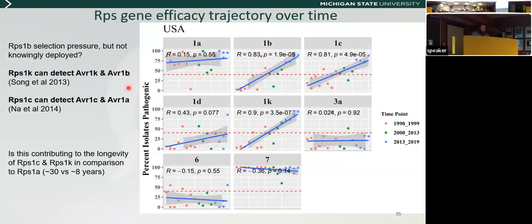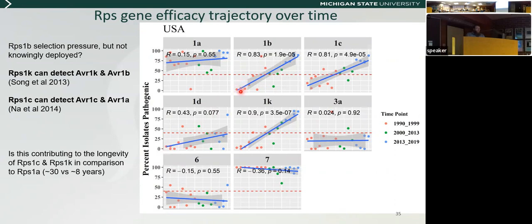So using the United States as an example, looking at RPS gene efficacy trajectory over time. What we're seeing here on the x-axis, I do know that there's no label, but it's an arbitrary time, starting at 1990 on the far left, working our way up to 2019 on the far right. All the individual dots are pathotype surveys conducted during that time, and we're seeing the average percent of isolates that were pathogenic on that resistance gene.